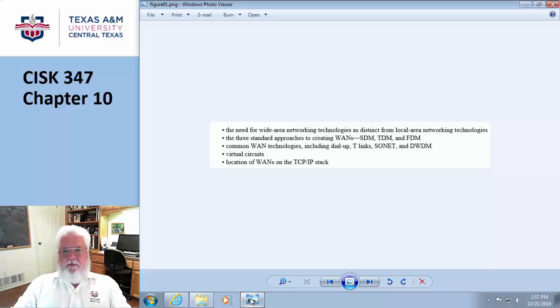So turn to page 325 and it talks about what is the need for wide area network technologies as they are different from the local area technologies. The three standard approaches, common WAN technologies, what is a virtual circuit, and the location of where WAN fits on the TCP/IP stack. Okay, so let's just start from the big picture.